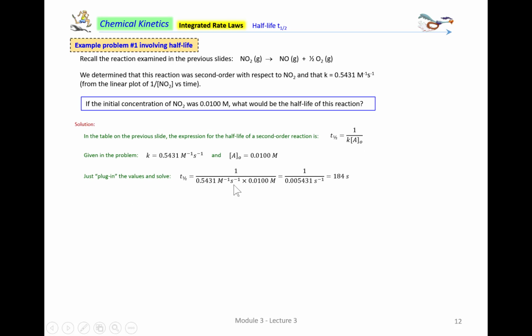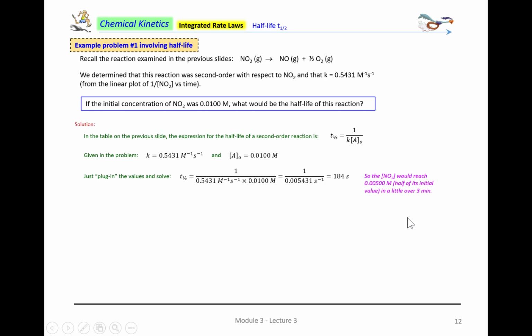If we do that, we get 1 over 0.5431 per mole per second times 0.01 molar, which gives us 1 over 0.005431 per second, which, if you do the math here, comes out to 184 seconds. So the NO2 concentration would reach half of its initial value, in other words 0.00500 molar, in a little over 3 minutes.